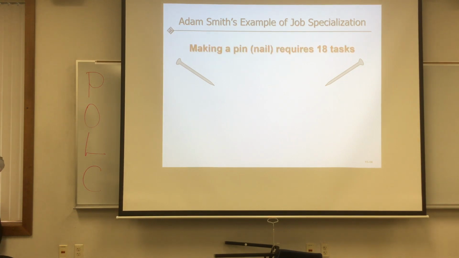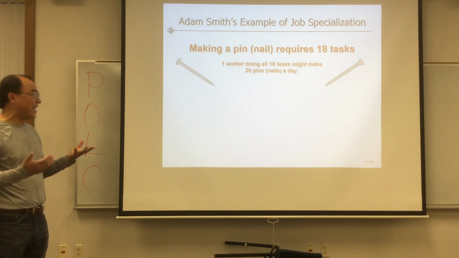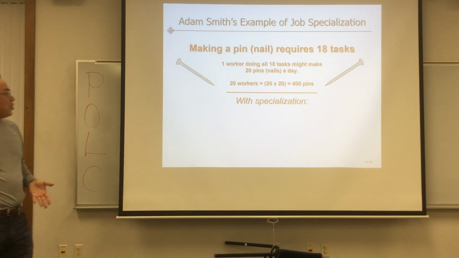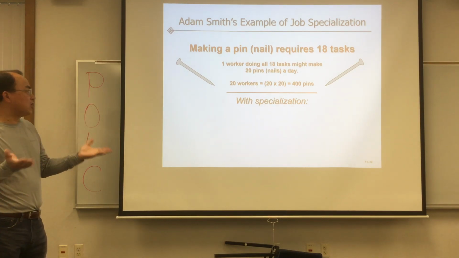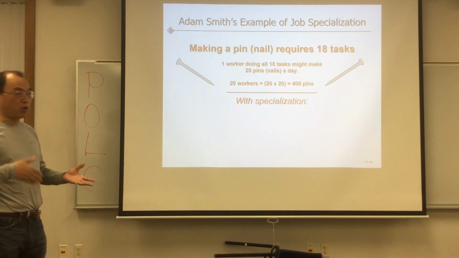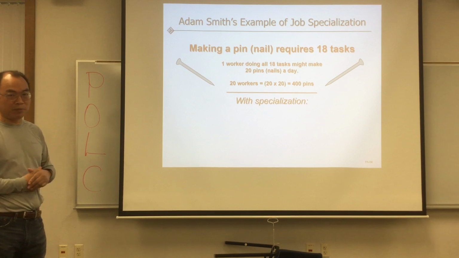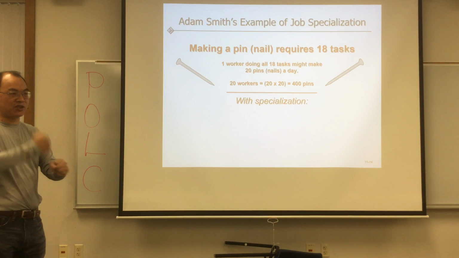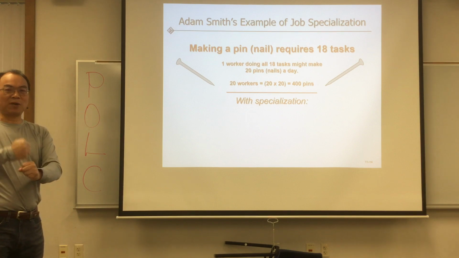Okay? So he used the example of making a nail, the British call making a pin. Okay? So the traditional process takes about 18 tasks. Okay? I already posted the PowerPoint. I'm going to do the calculation here. So basically, one worker doing all the 18 tasks can only make 20 nails a day. 20 workers, you make about 400, remember. It's no job specialization. Everybody just does every step of making a nail.